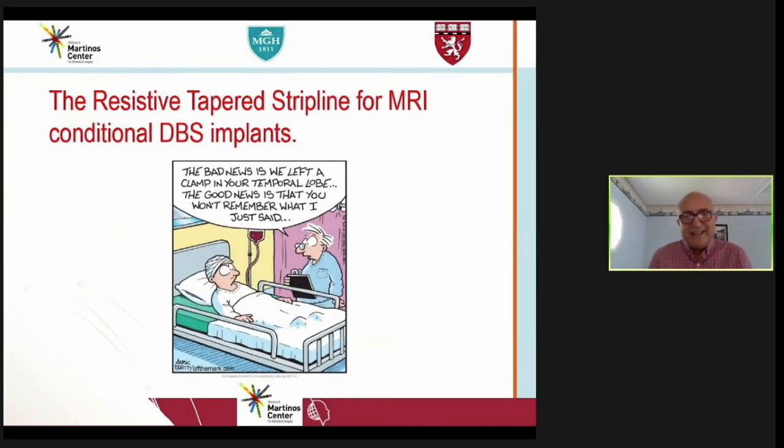Okay, so this is the transition slide between non-invasive EEG and the invasive recordings.